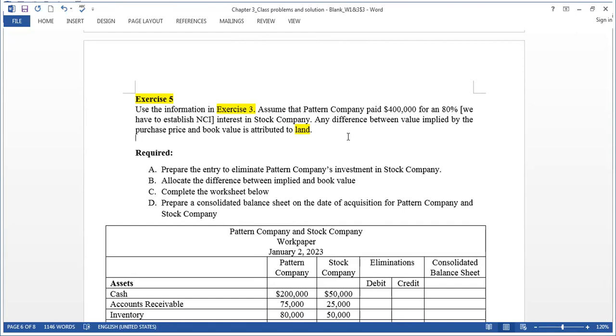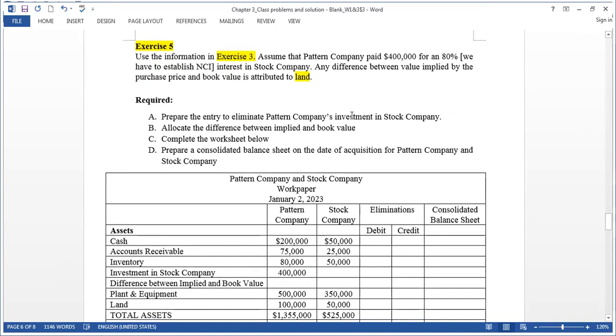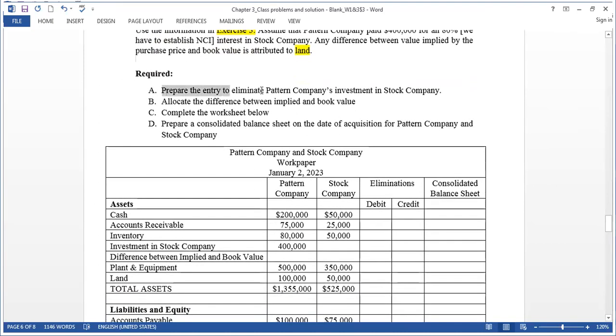Now let's see by reading the question. Prepare elimination entry. We should eliminate common stock and retained earnings of the subsidiary company. We should eliminate investment in the subsidiary company. Then part B says allocate the difference between implied value and book value. So we are going to allocate the difference if we have one. Complete the worksheet and prepare a consolidated balance sheet separately.